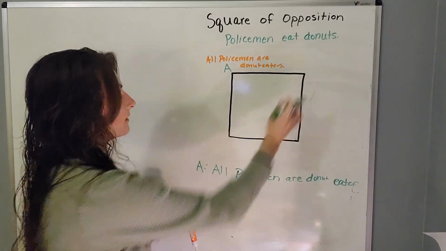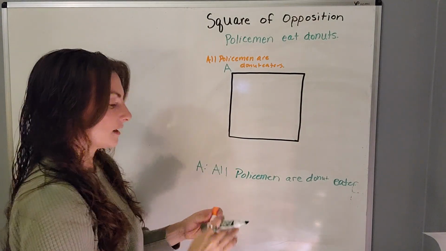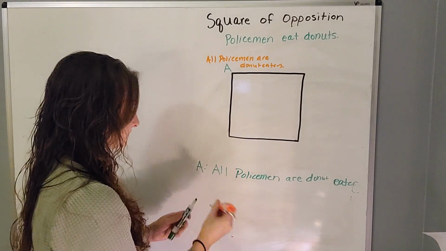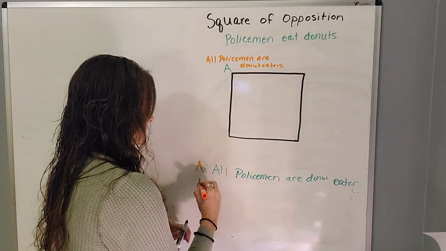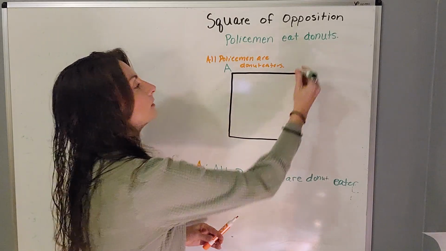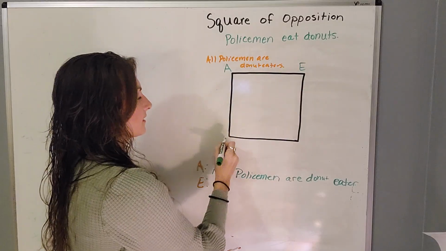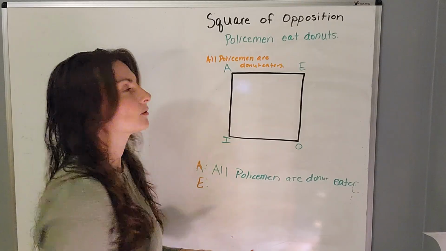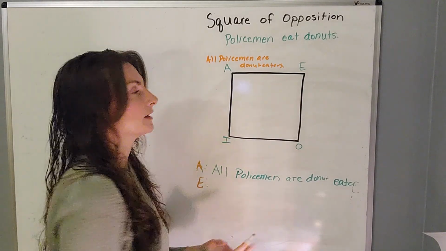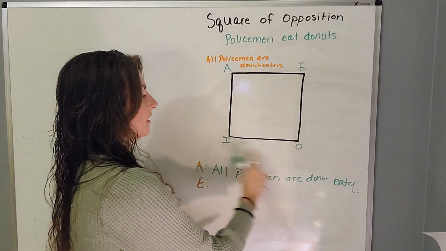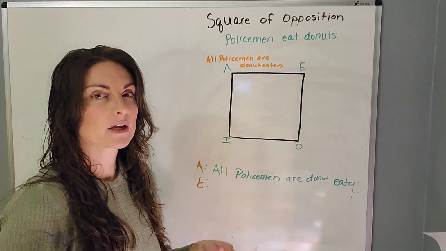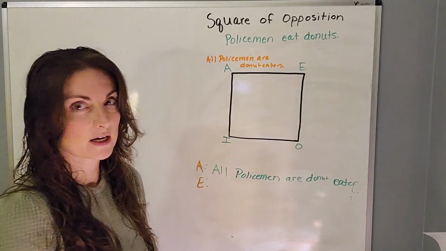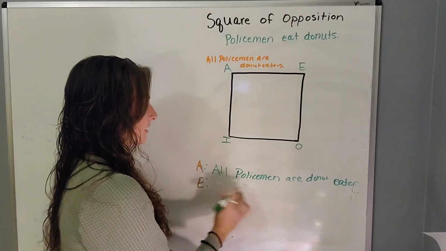All right, now we've got to get this statement over here. Now this one is going to be the negative. So instead of all, it's going to be no. So this one is actually the E statement. It's actually A, E, I, O. The easiest way to remember that is it's the vowels and they go in order, and it's the order in which you read, left to right, top to bottom. A, E, I, O. So when I have the kids do a square of opposition, I think it's the easiest thing, just go ahead and get those up first. A, E, I, O.